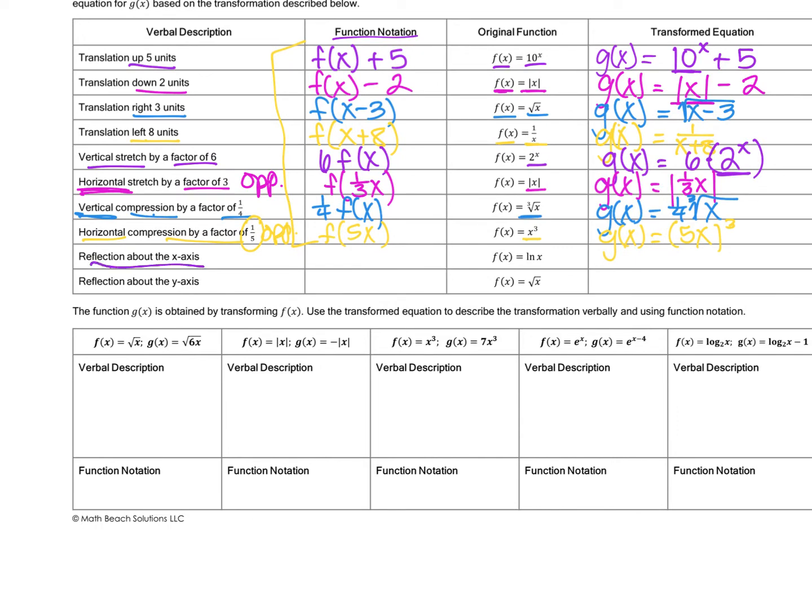All right, we have a reflection about the x-axis that always goes on the outside. So if I look at my parent function, we have a natural log of x, so I need a negative in front, and then natural log of x, so I need a negative and then f of x for function notation.